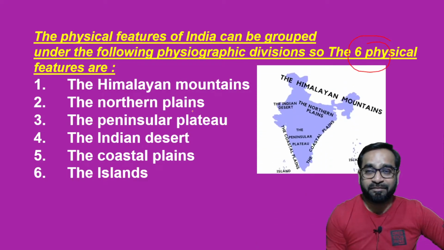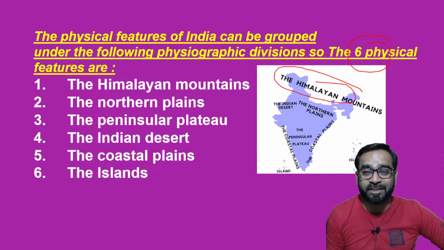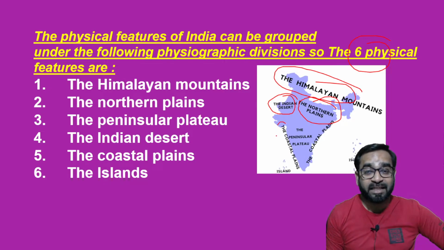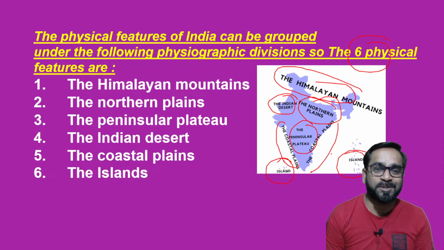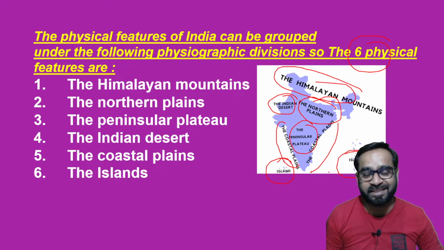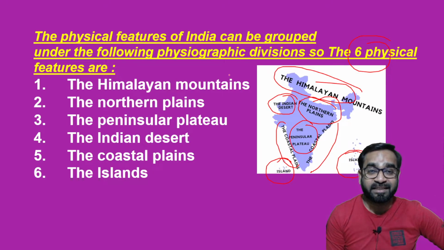The first one is the Himalayan regions, my dear friends, the Himalayan mountains. The second one is the Thar desert or the Indian desert, the next one is the northern plains, then the coastal lines, then the plateaus, and the last one is islands, my dear students. But today in this class, I am going to teach you the first physical feature of India, that is mountains.